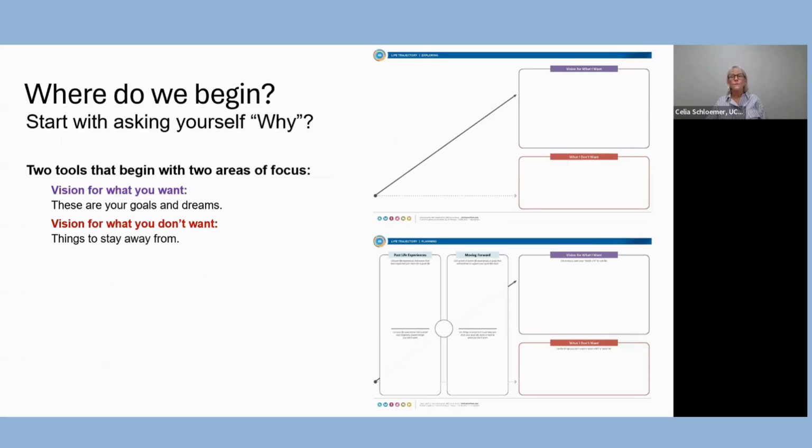So where do you start? We begin with one question. Why are you doing this? Why does it matter? Once this is established, we can begin with those 2 boxes. What do you want? Your goals, dreams, and vision of a good life. And then what you don't want. Those things to avoid or move away from. On the left side, we layer in past experiences, what's worked and what hasn't, next steps, what helps or gets in the way.